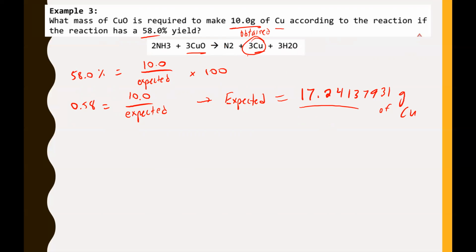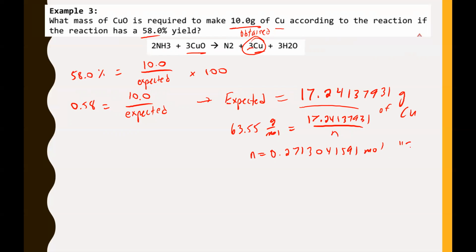So to figure out our number of moles of this, we can just use our molar mass of copper. The molar mass of copper is just 63.55 grams per mole. So set that equal to the number of grams we have, which is 17.24137931 over the number of moles, which is what we're looking for. Multiply that over, divide by 63.55, and you're going to find that n is equal to 0.2713041591 moles.